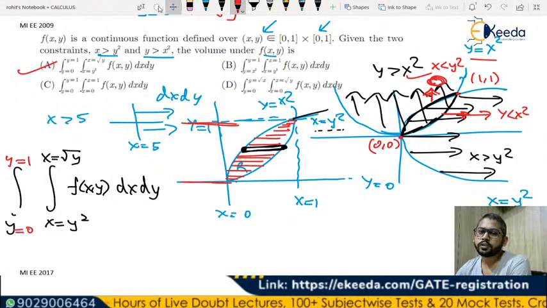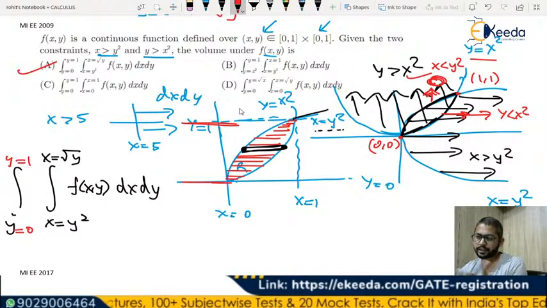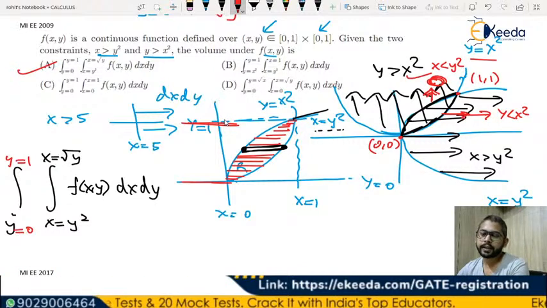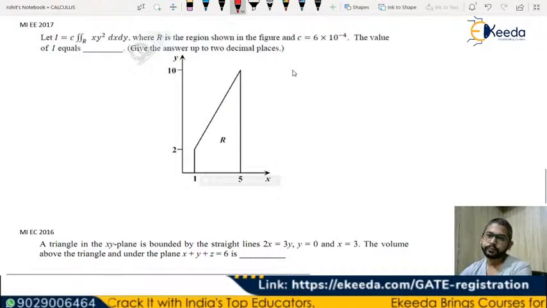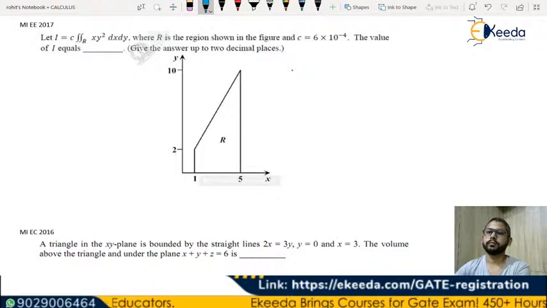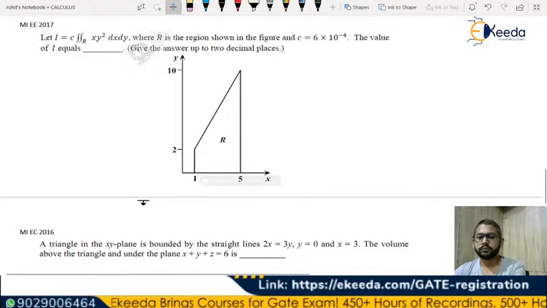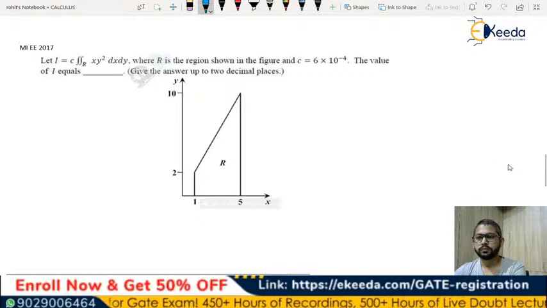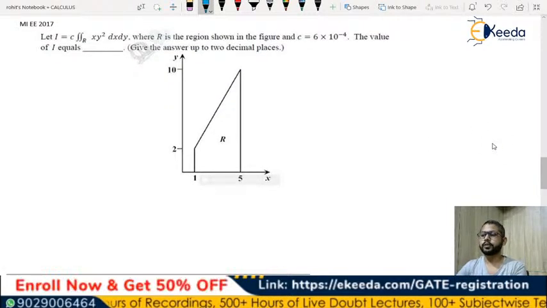No problem. So let's move to the next question. These are the questions related to the change of order. That is what they ask you very often, or maybe sometimes it is of some application also. Let's see the next question. Let's see this one.